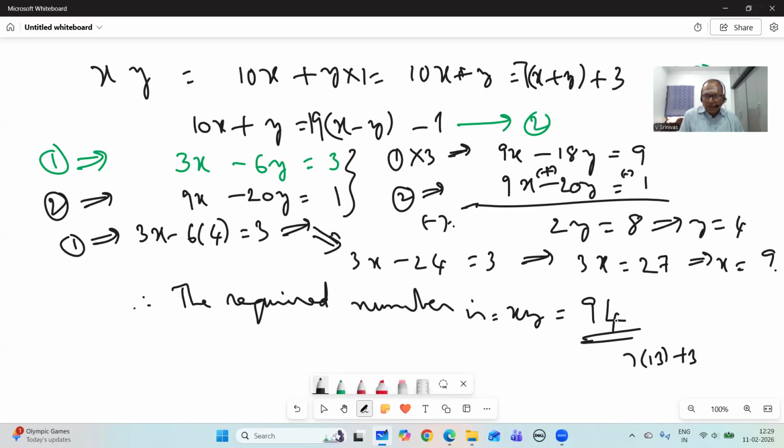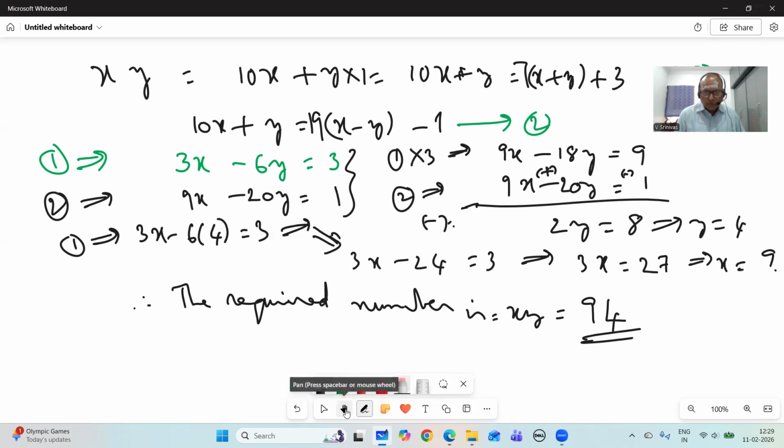Similarly, what is the difference of these two? It is 5, 19 into 5 is 95. 95 minus 1 is 94. So our solution is correct. So this completes the solution.